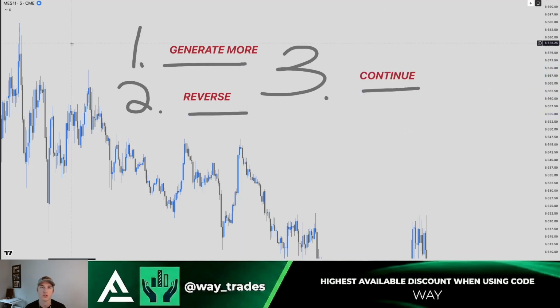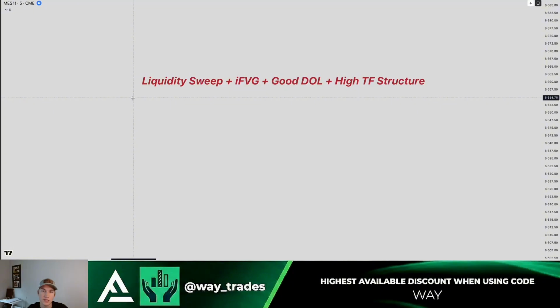So liquidity sweeps are super simple, and I hope this dumbed it down for you, but they do not work well in and by themselves. However, if you combine it with multiple confluences like a liquidity sweep, IFVG, good draw on liquidity, and a high time frame structure, now you have an A+ setup. This is exactly what I do.